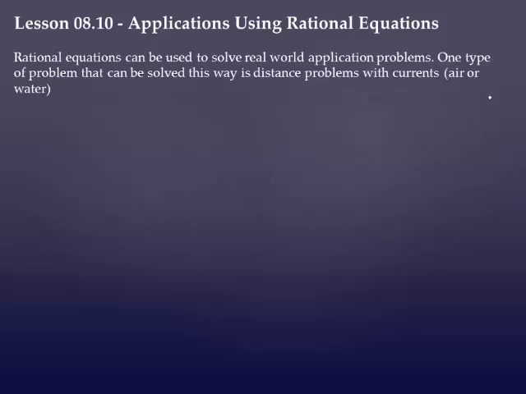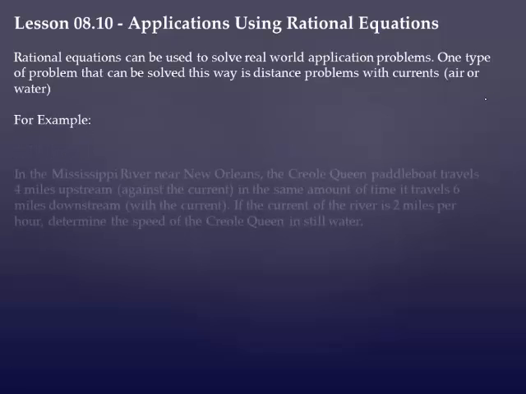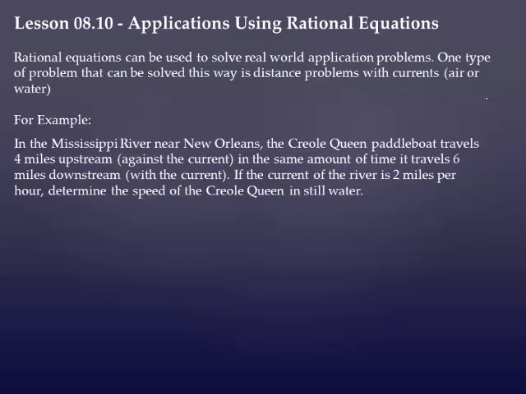And one application problem that can be solved using rational equations is a distance problem with currents. So you have air currents or water currents that either work with the vehicle or against it. Take, for example, the Mississippi River and a paddle boat, the Creole Queen, traveling 4 miles upstream against the current in the same amount of time it takes to travel 6 miles downstream with the current. If we know that the current of the river is 2 miles per hour, we can determine what the speed of the boat would be in still water.